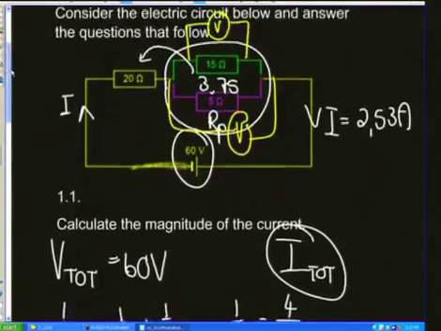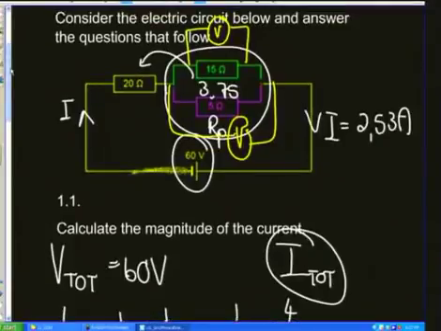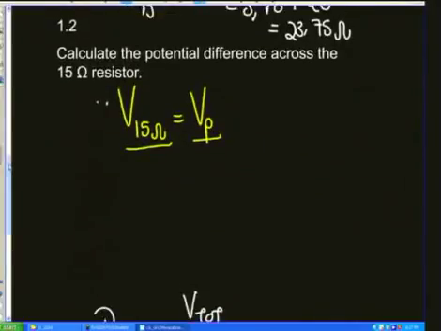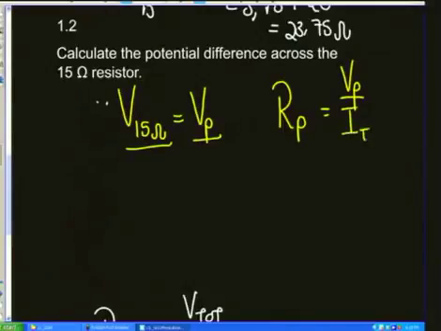To get the voltage in parallel, well, I know R parallel. We worked it out. It's 3.75. And the total current between those two branches is 2.53, which we just did. So watch what happens. R parallel is V parallel over I total.